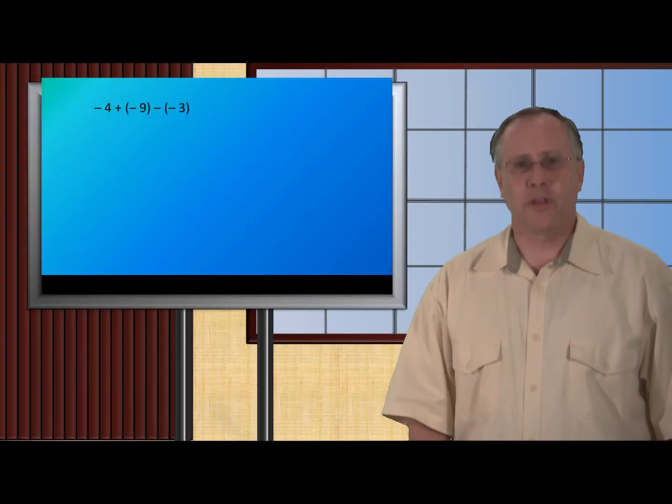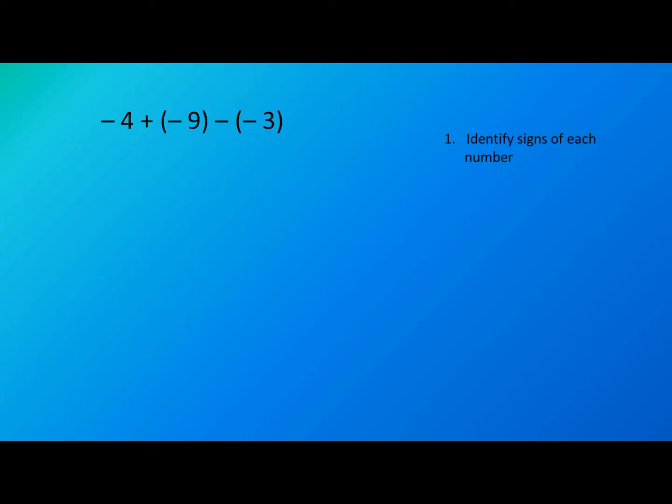Okay, your turn. We'll start with -4 plus -9 minus -3. Well, the first thing we do is we just identify what sign each number has. The 4 is a negative, the 9 is a negative, and the minus -3 is a positive, because that's the double negative thing. Now we put together the positives and put together the negatives. So for the positive, it's just the 3, so we write down 3. For the negatives, it's -4 plus -9. Well, they're the same sign. We add them together. 4 plus 9 is 13, and they're both negative, so it's a -13.